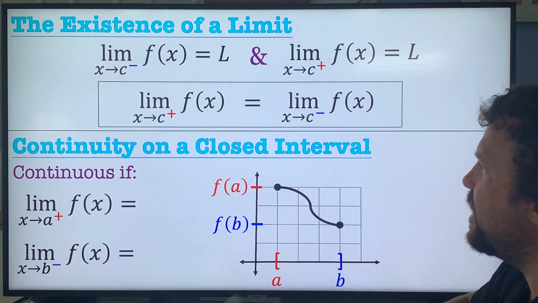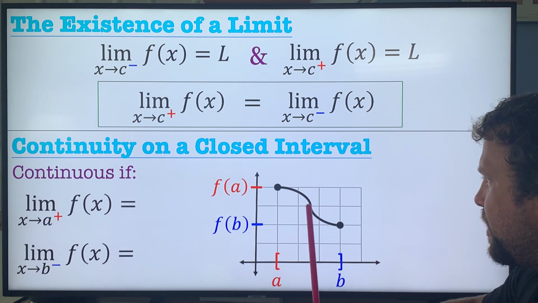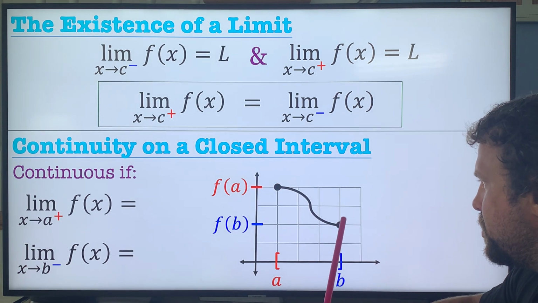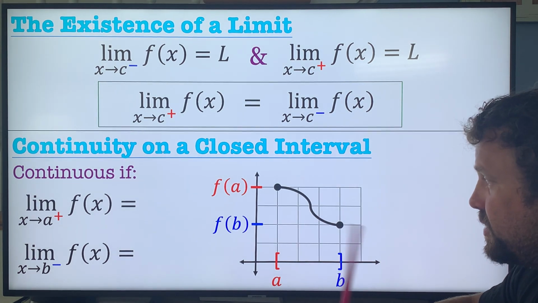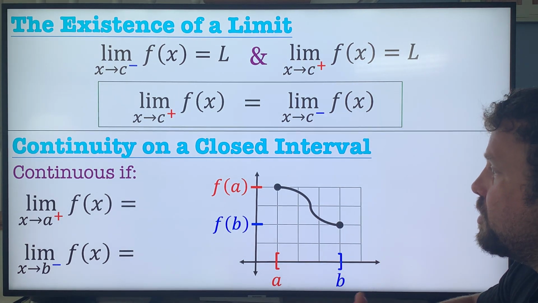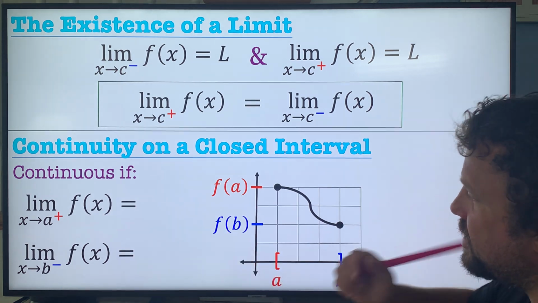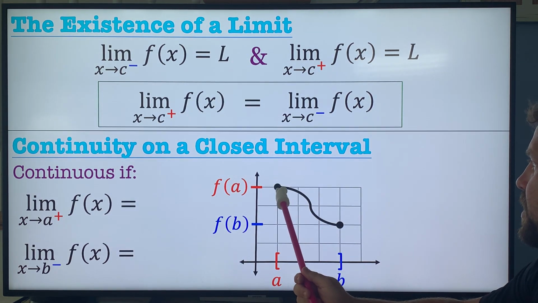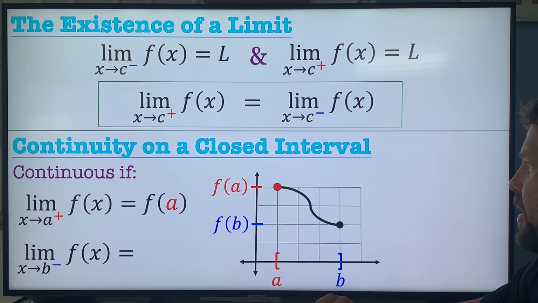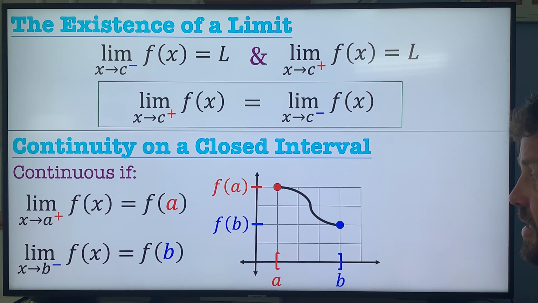So, continuity on a closed interval. This graph right here is closed. Notice the closed circles, so it's from A to B. It's not just every single real number. So the limit of f of x as x approaches A from the positive side is what? f of A. The limit of f of x as x approaches B from the negative side is f of B.